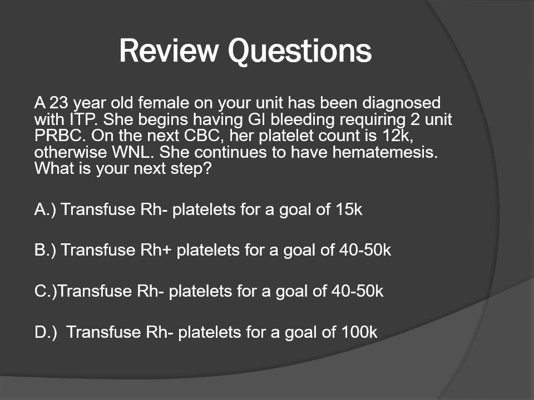So this one's a pretty straightforward question. She's a young childbearing age female. She needs Rh negative platelets, unless we have confirmed she's Rh positive, but it's best just to give these folks Rh negative because they go in and out so much, and it's very easy for an error to occur. And so what's the goal here? So we talked about it before. We want to transfuse Rh negative platelets to 40 to 50,000 because she's having an active bleed.